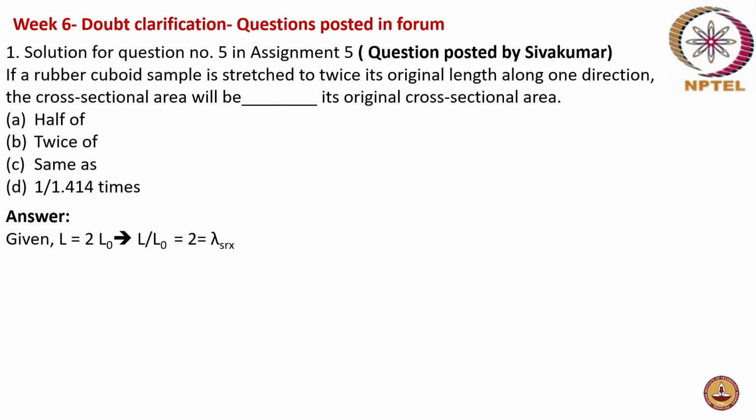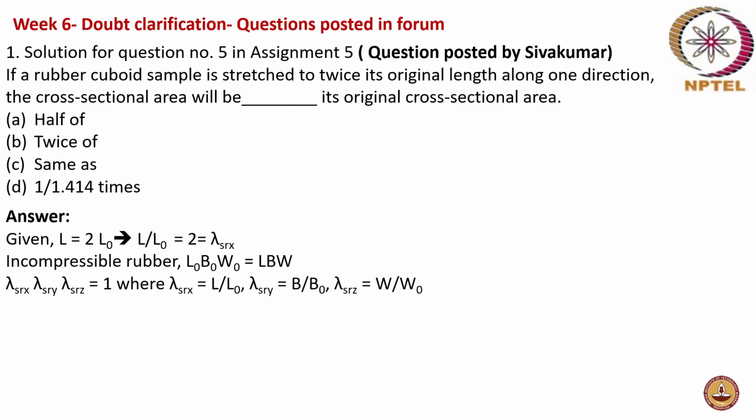So the question is, if a rubber cuboid sample is stretched to twice its original length along one direction, the cross-sectional area will be dash its original cross-sectional area. That is the question. So they have given that L is equal to 2 times L naught. So L by L naught will be 2, right? The new length to original length will be 2, right? That is nothing but your stretch ratio in the x direction, in one of the directions, right?